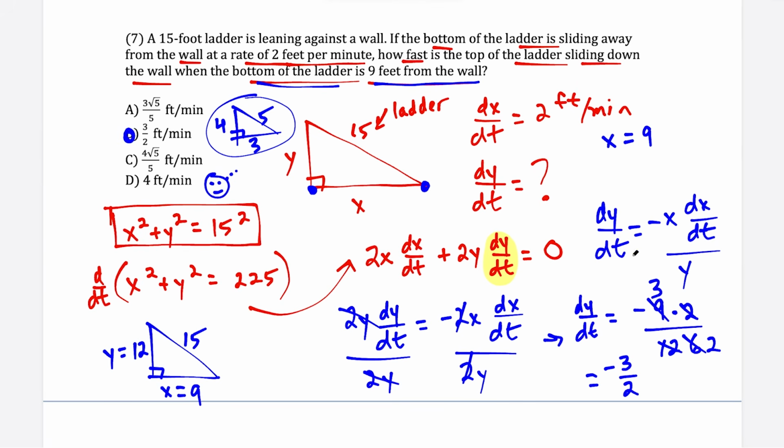Remember, the units here, where are the units coming from? dx/dt was 2 feet per minute. So if I write the units next to it like this, that's why at the end we're getting feet per minute. Now, if this is throwing you off, like why is this negative and this is positive?